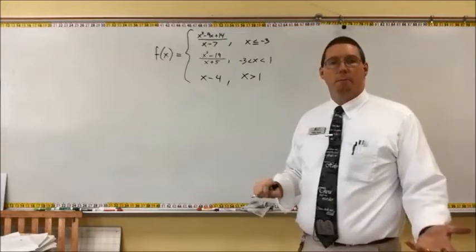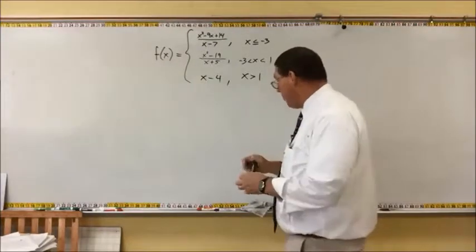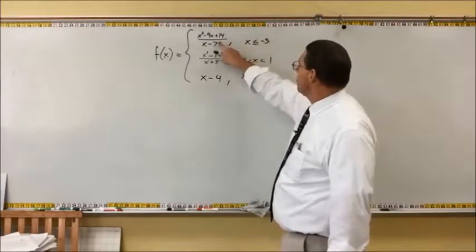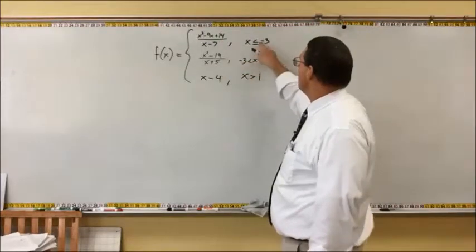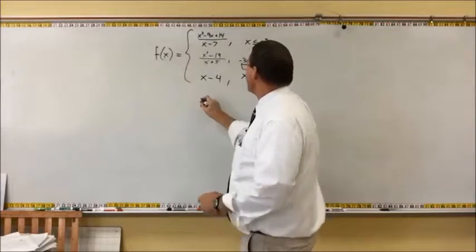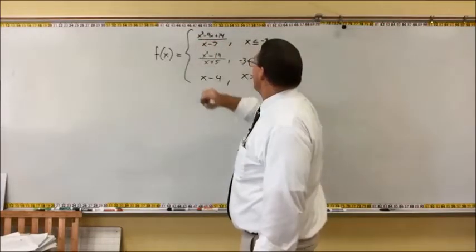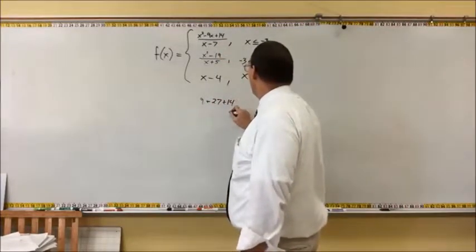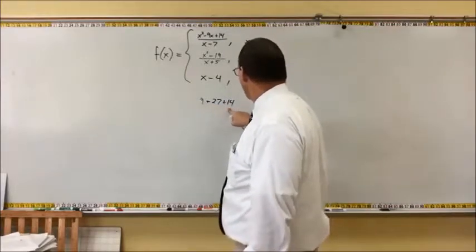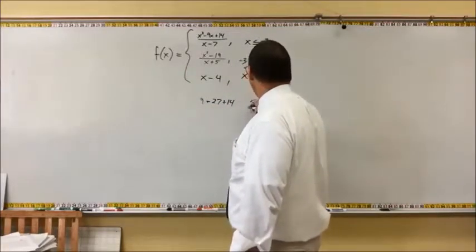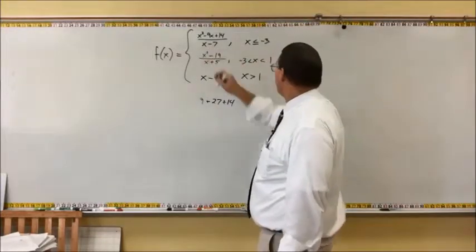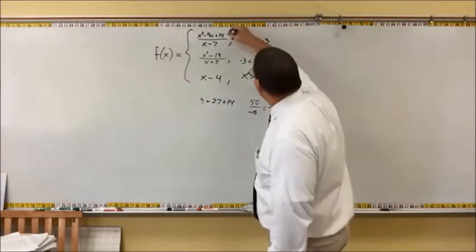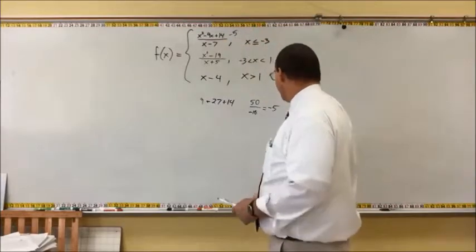Now I just need to check for jump discontinuities. So I'm going to plug my transition values into the pieces that they're attached to. Negative 3 goes with this one, and negative 3 also goes with this one. So I'm going to plug negative 3 in. Negative 3 squared is 9. Negative 3 times negative 9 is positive 27, so I'll put plus 27 plus 14. And that equals, let's see, 27, 37, 41, 50. That equals 50, divided by negative 3 minus 7, which is negative 10. So 50 divided by negative 10 is negative 5. So when I plug negative 3 in here, I'll get negative 5.